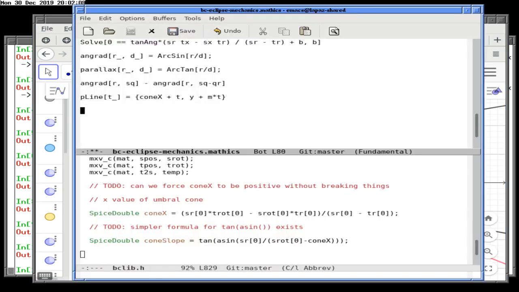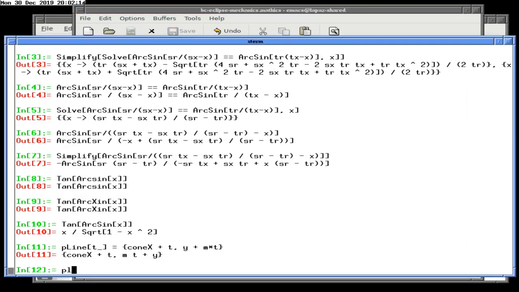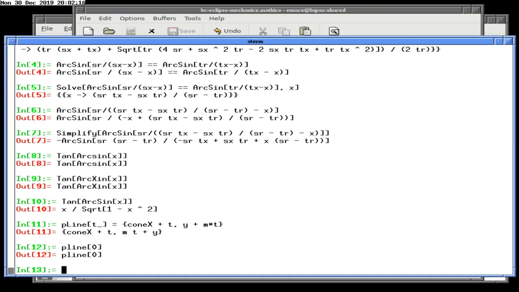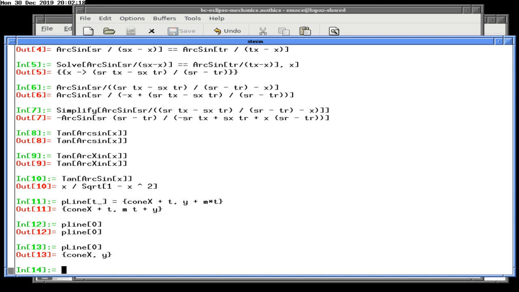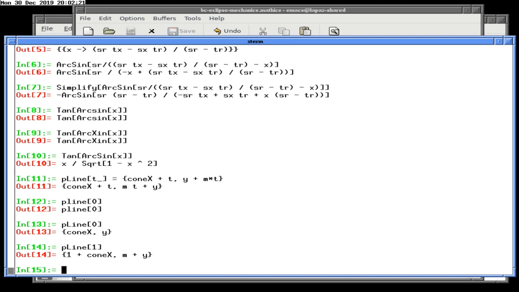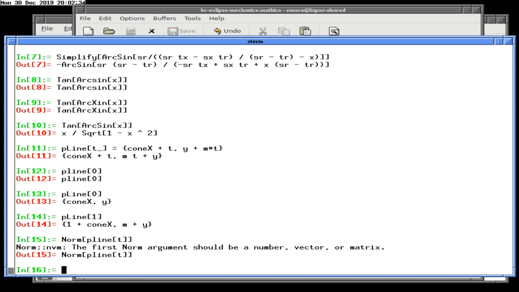So this is really good. This is actually pretty good stuff. Let's make sure P line at 0 is Conex, y. I don't think there's any special thing going on about P line of 1. There's no value. So the distance between P line of t and 0 is just going to be the norm of P line of t. Actually, oh, I did that wrong.